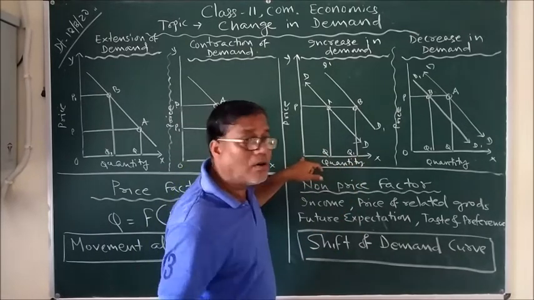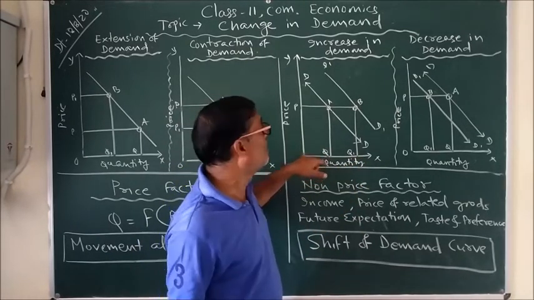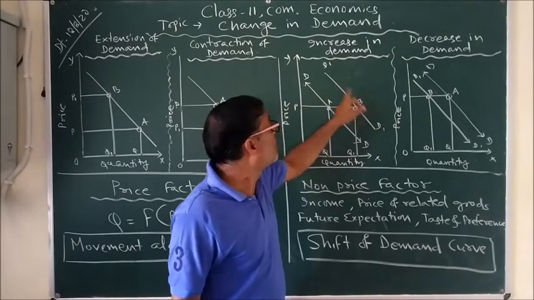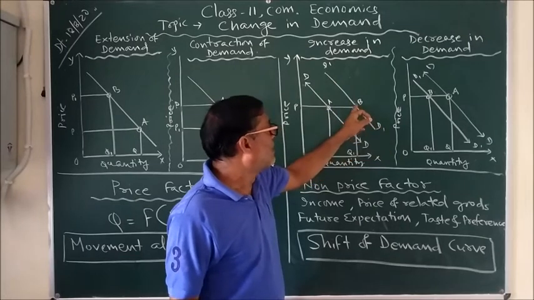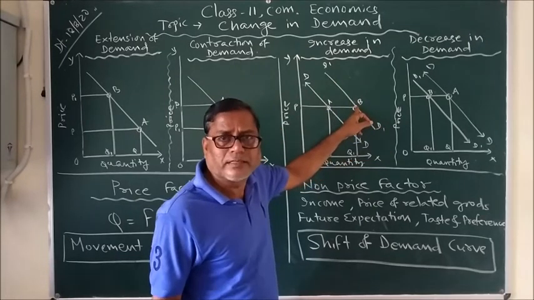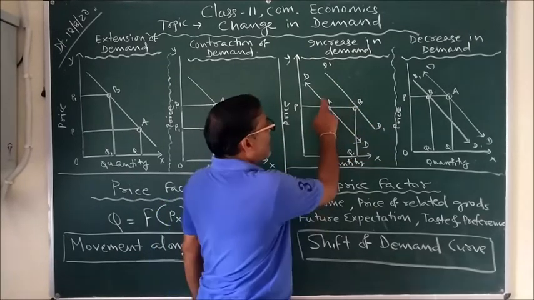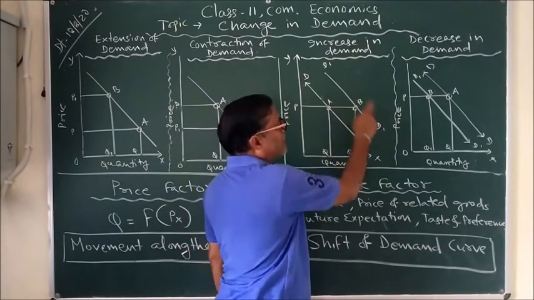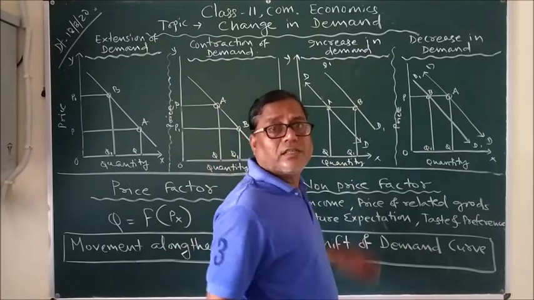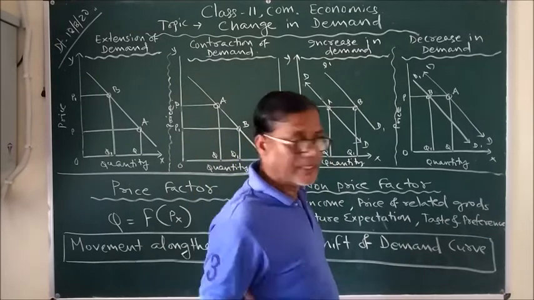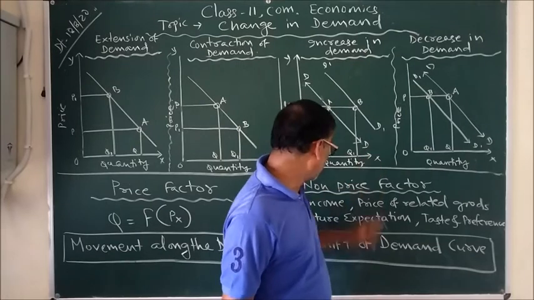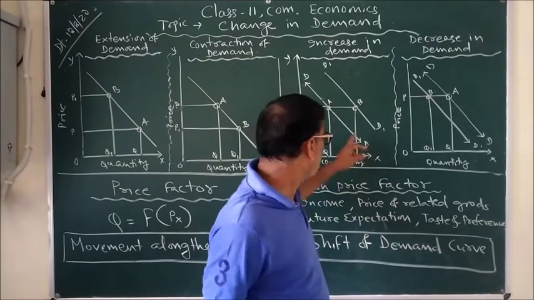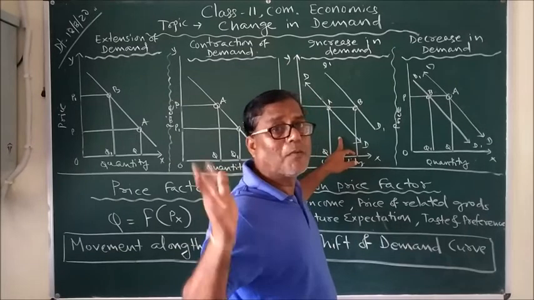And now, after the change in income, the consumer is shifting to another demand curve, that is D1, and he is operating at point B. So this is called a rightward shift in demand curve, because DD is shifting rightward to D1. The reason is that the consumer's income has increased. So this is a rightward shift of demand curve due to increasing income of the consumer.